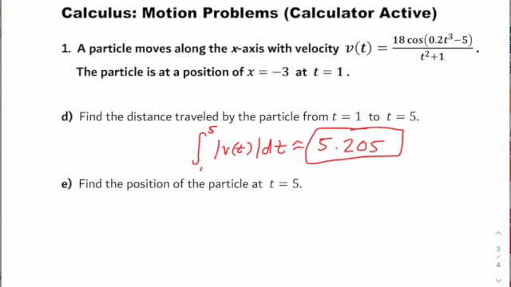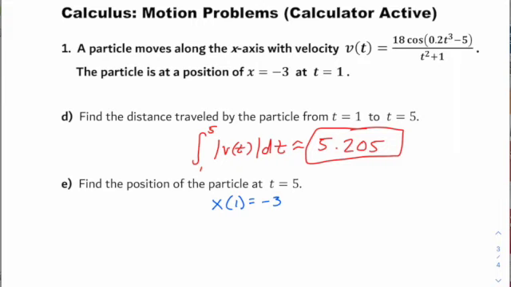Part E says find the position of the particle at t equals 5. Now don't fall into this trap and think you just found the distance traveled from 1 to 5 and you know where the particle was at 1. Right? I know that at 1 the particle is at a position of -3. Just don't be fooled and think, oh, I can add on that distance traveled and that'll tell me where I was, because that distance traveled takes into consideration all the motion, forward, backward, right, and left. And what you want is the displacement.